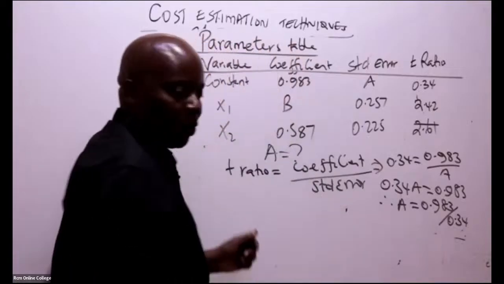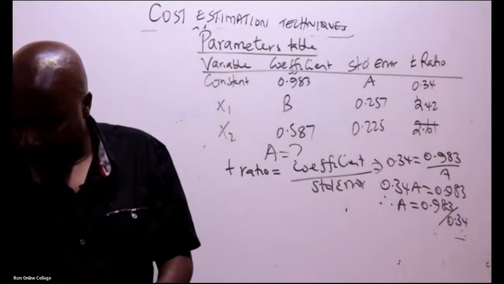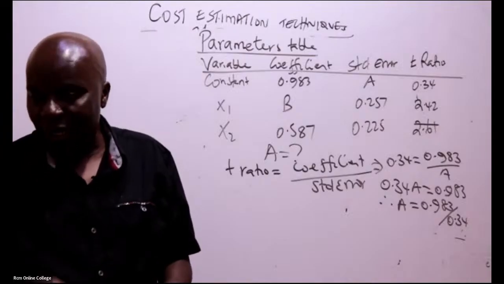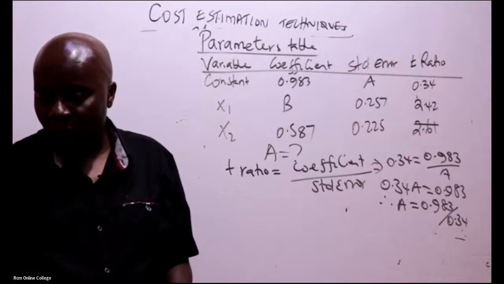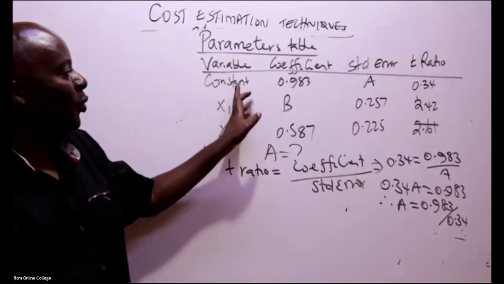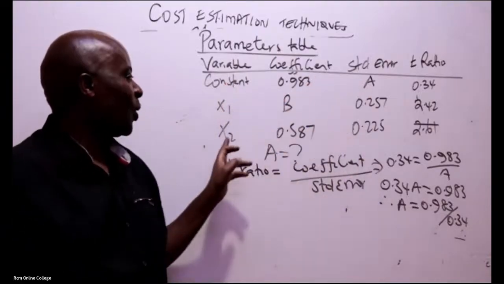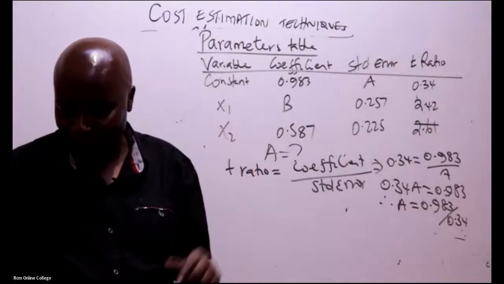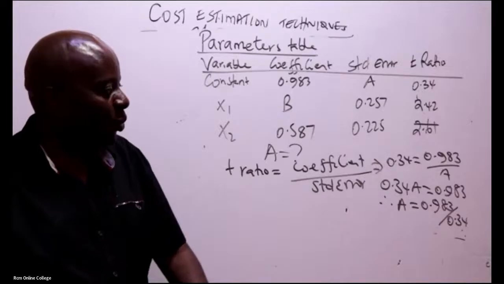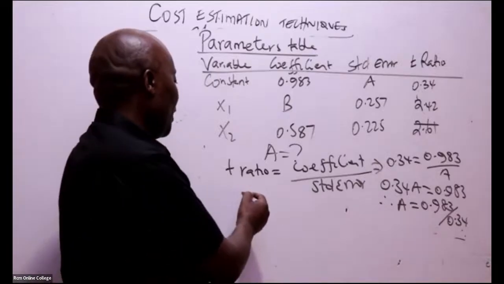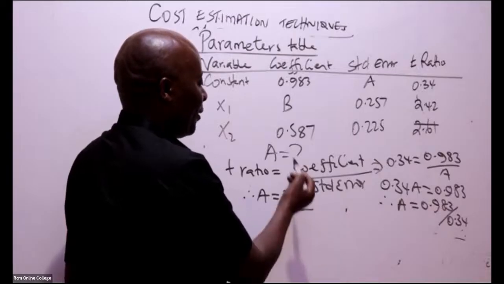Is there somebody who is able to get this answer? Thank you so much, Robert. Every independent variable shall have its own T ratio. Actually, even the constant that we have, like now this constant has its own t-ratio. X1 has its own t-ratio. X2 has its own t-ratio. That's a very, very good question. So they are telling me that Mwalimu, A is 2.89. Therefore A is 2.89.